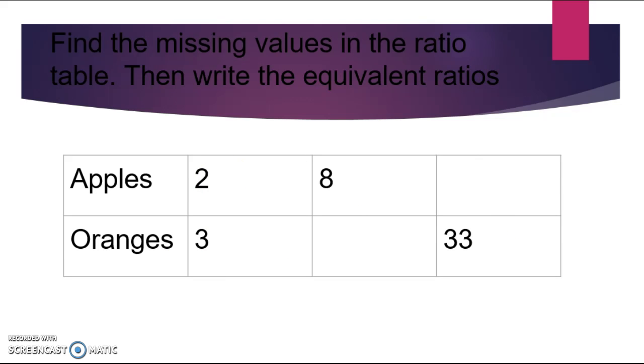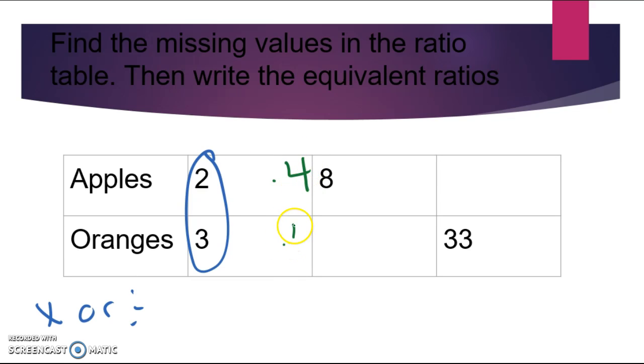Now for this next one, we are doing the same thing. We start with 2 and 3. We need to figure out what we multiply or divide by to get to 8. That answer is, of course, 4. So I'm going to multiply by 4 here also. 3 times 4, that gives me 12.